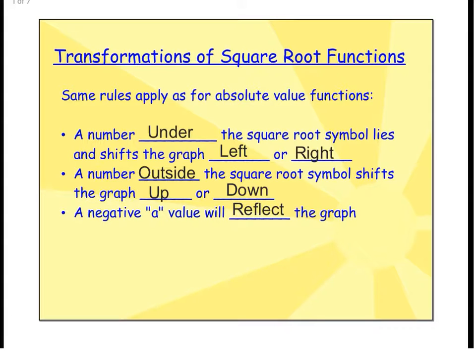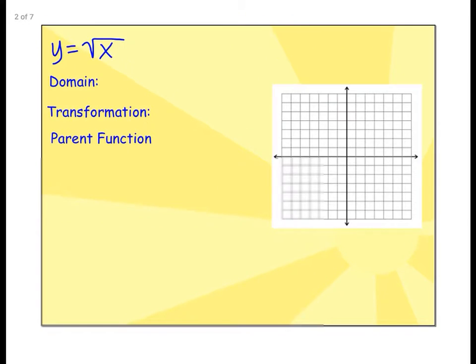And a negative a value will reflect the graph or flip the graph, however you want to think about it. And it can also stretch our graph horizontally, making it wider, or vertically, making it narrower. So let's just jump into some examples.